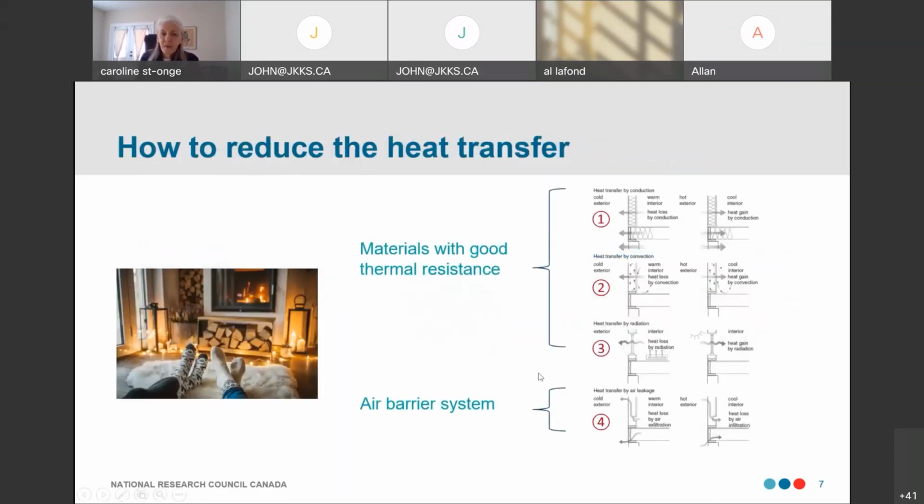But how do we control that heat loss? Well, with respect to conduction, convection, and radiation, the first three mechanisms of heat transfer, you need to have materials with good thermal resistance in your assemblies. To control the heat transfer by air leakage, you need to have a good air barrier system installed. But this presentation will be limited to thermal resistance.